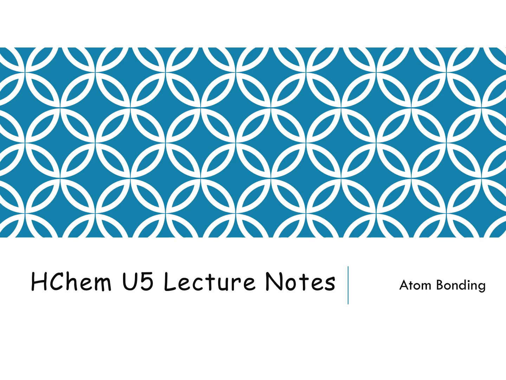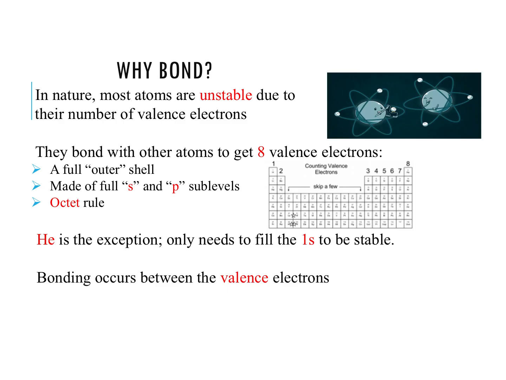In this lecture, we're going to look at the way atoms bond. Some of this information may be review, but hopefully most of it is new. First of all, we might ask, why do atoms even bond? The reason they do is because most elements in nature are going to be unstable, and it's related to the number of valence electrons.